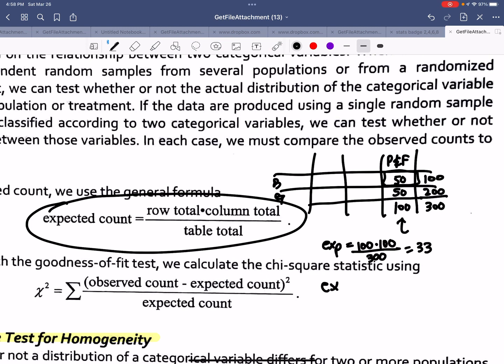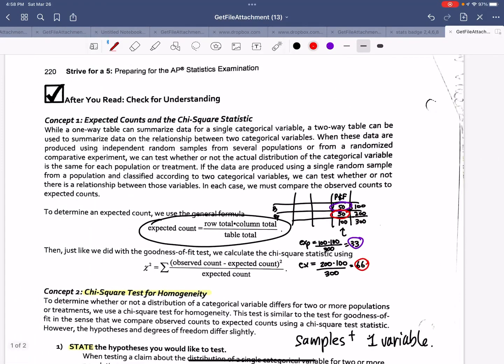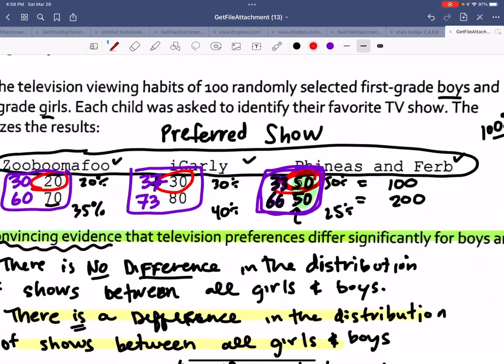So what is the expected value? That would be the expected. How did they calculate this one? The expected would be row, 200, column, 100, divide by grand total. So that's 2/3 of 100, or 66. So this is how the calculator calculated those expected values.